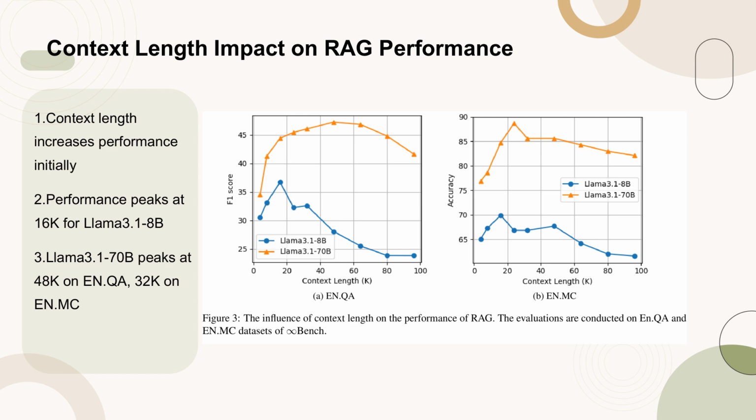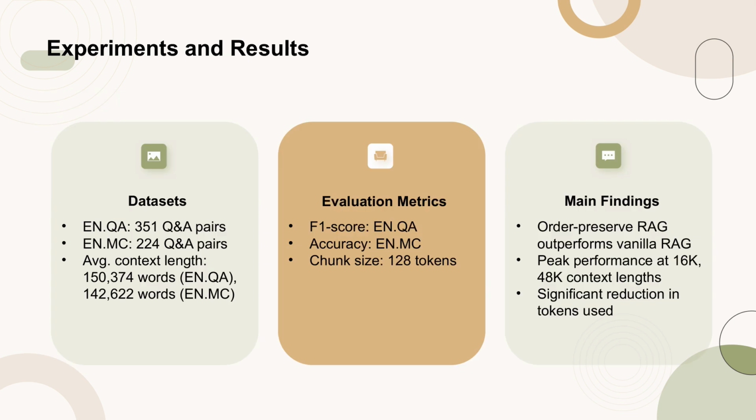In this section, we discuss the experiments conducted on two datasets, en.qa and en.mc. En.qa consists of 351 human-annotated question-answer pairs, with an average context length of 150,374 words. En.mc, on the other hand, contains 224 question-answer pairs with 4 answer choices per question, and an average context length of 142,622 words. For evaluation, we use F1 score on en.qa and accuracy on en.mc. The experiments were implemented with a chunk size of 128 tokens, non-overlapped.